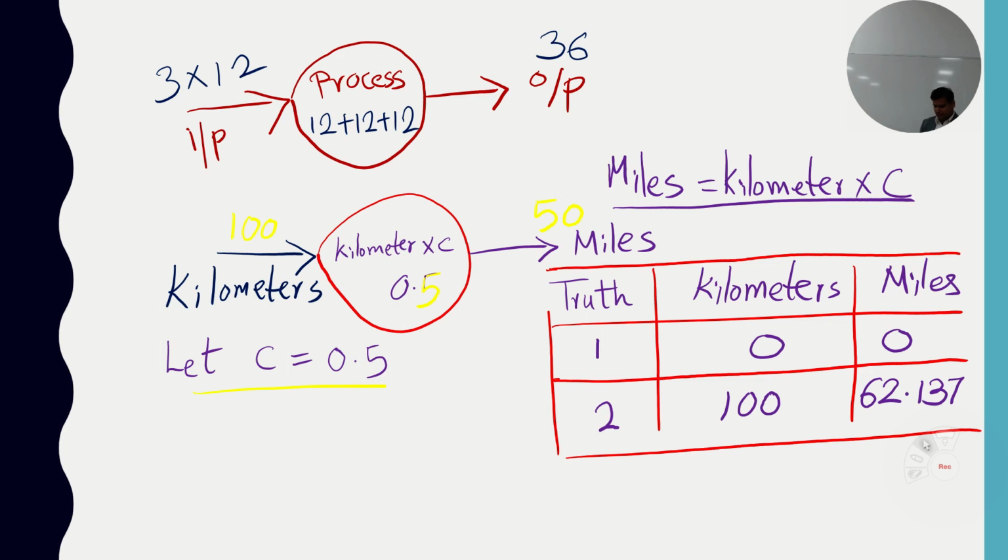So from the second true example, we come to know that the actual value is supposed to be 62.137, but we have an error here. This error can be written as: error is the true value, or truth, minus the calculated value.